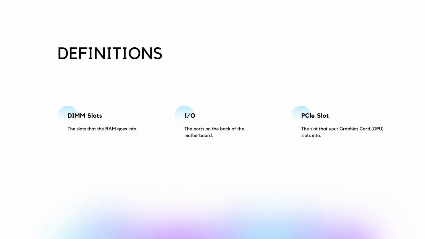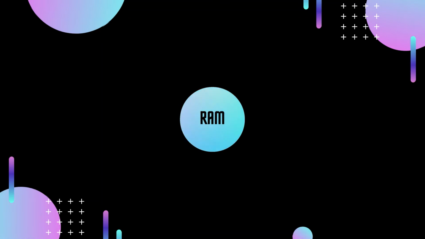DIMM slots are the slots your RAM goes into. We'll get into that soon. The I/O is the ports on the back of the motherboard, and a PCIe slot is the slot that your graphics card goes into.